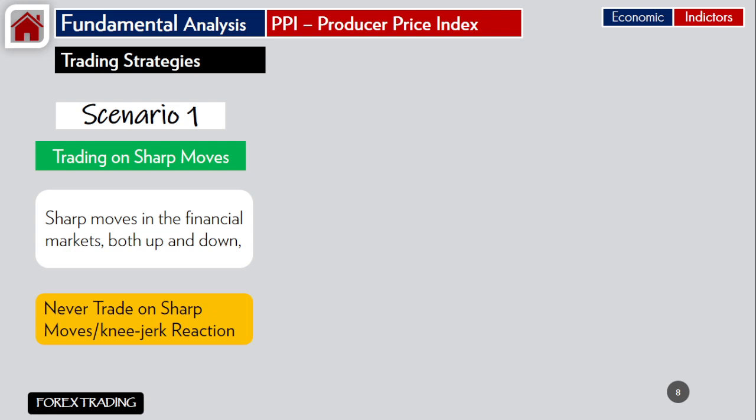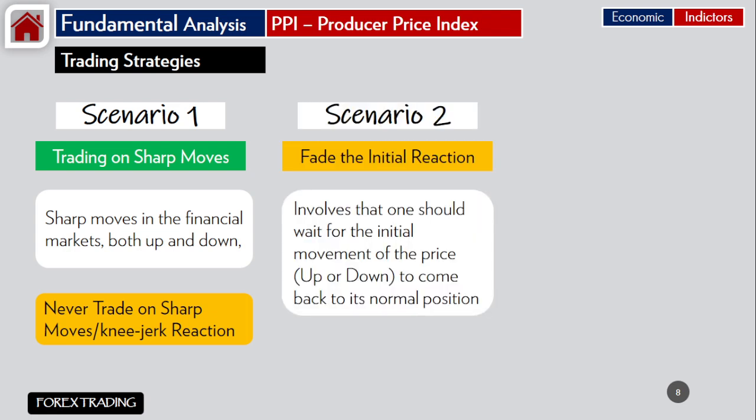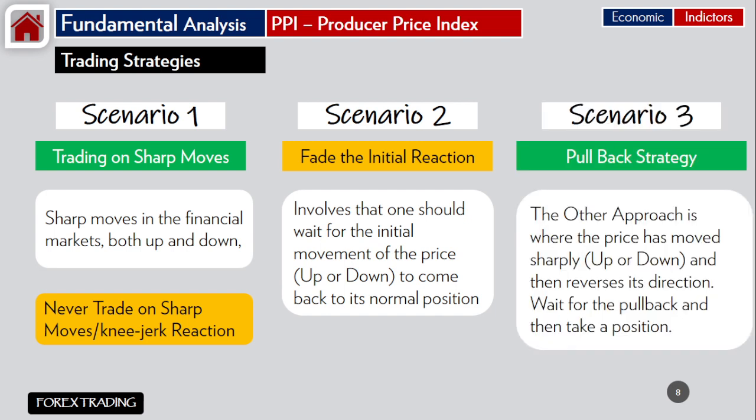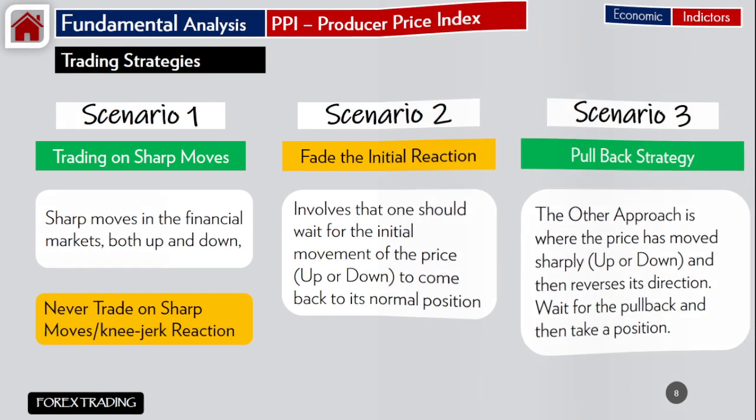Okay, scenario two, you have to wait and fade the initial reaction. It involves that one should wait for the initial movement of the price and then see where the price comes back to its normal position, and then you try to take your trade. And number three, you also look at the pullback strategy where the price pulls back and then makes a move. In this approach the price has moved sharply up and down and then reverses its direction. You wait for the pullback and then take a position accordingly.